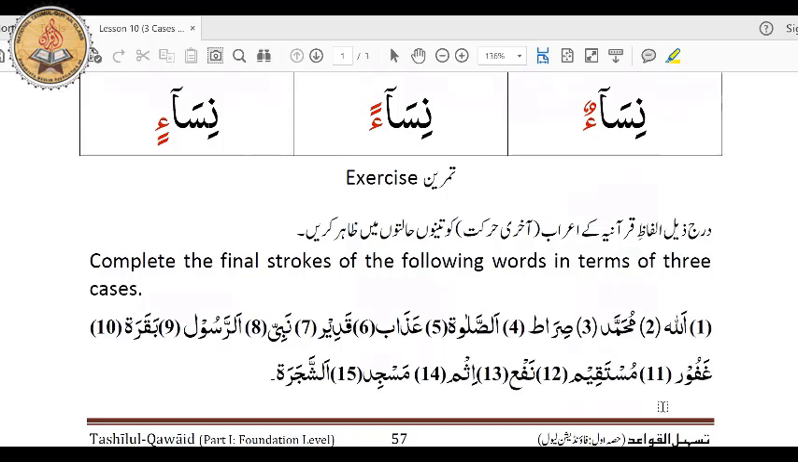So what I said is that please take down, you have to write down all these 15 words in your notebook, in your daftar, and you have to show the last letter with the three case endings differently. If you are unable to write Arabic, Rasmul Khat is a writing system, you can read that and you can write in transliteration in Roman English.